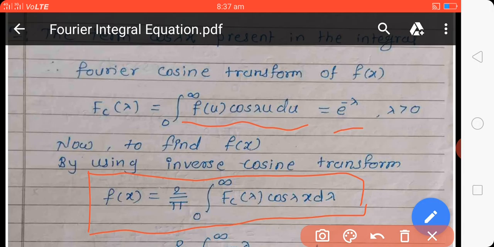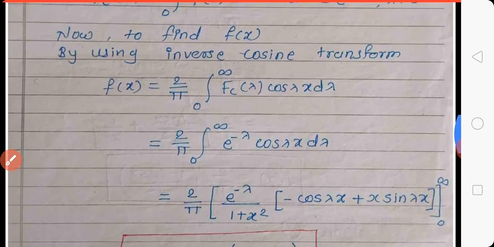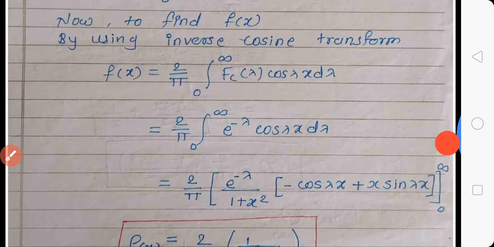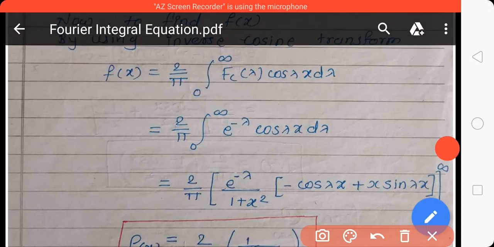We put the value of fc of lambda. Here fc of lambda is e raised to minus lambda. Substitute the value and find the solution. We put here fc of lambda is e raised to minus lambda, cos lambda x d lambda. Now we find the value of the integration. For this we use the formula. All of you know the formula.